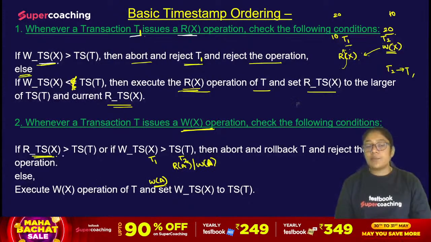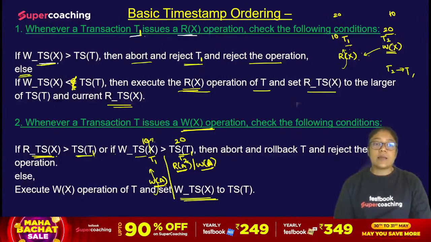If the read timestamp of the transaction is greater, that is, this is 20 and this is 10, or if the write timestamp is greater than the timestamp of transaction T1, then abort and roll back this transaction because this won't be allowed, and reject the operation. Otherwise, if the timestamp is not greater, then the write operation will be performed successfully, and then definitely we are going to update the write timestamp. Okay, this is about the basic timestamp ordering protocol.